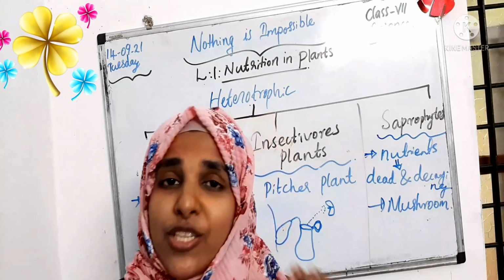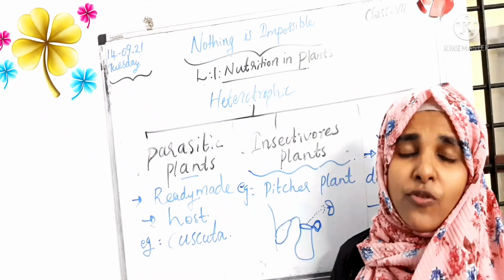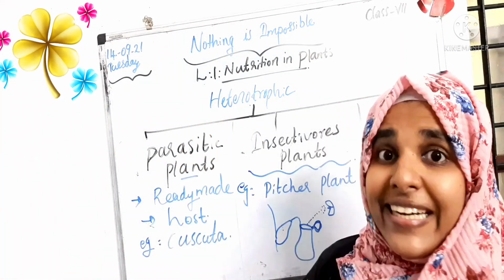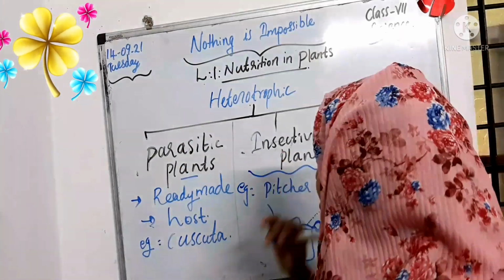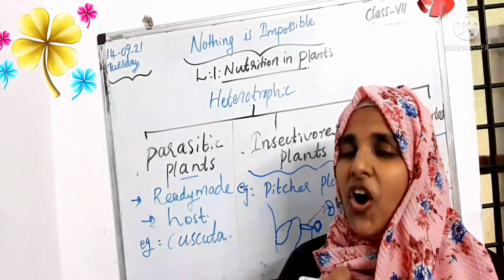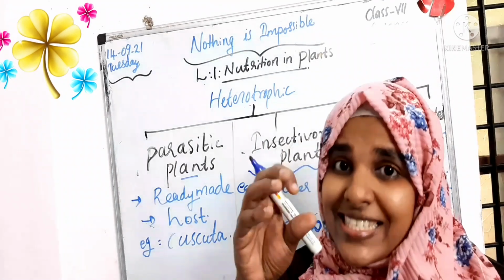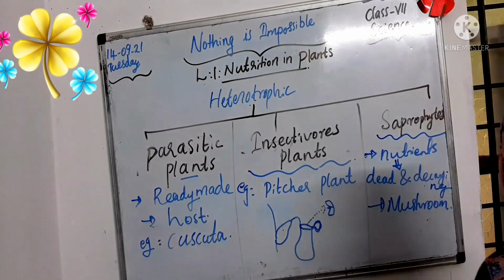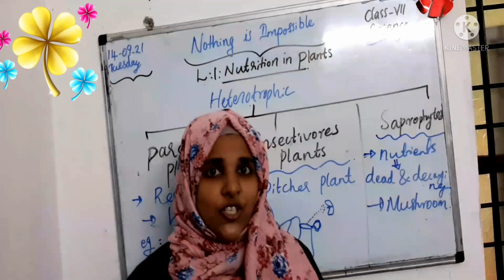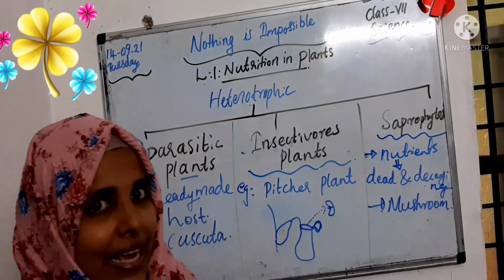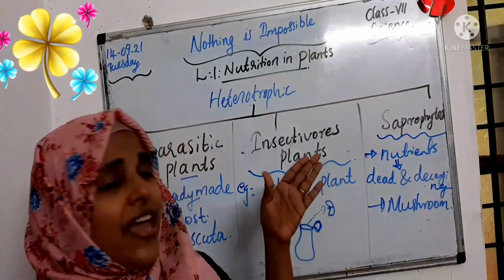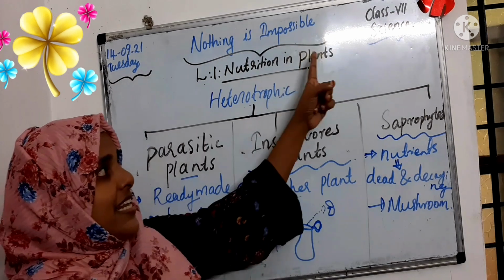Clear, all of you? So, plants without chlorophyll can also live. Parasitic plants can live on a host. They don't have chlorophyll. And insectivorous plants can also live without chlorophyll; they digest insects as food. But what about saprophytes? They mainly depend on dead and decaying matter, so they can live like mushrooms or fungi. So students, these are the three different types of heterotrophic modes of nutrition in plants.